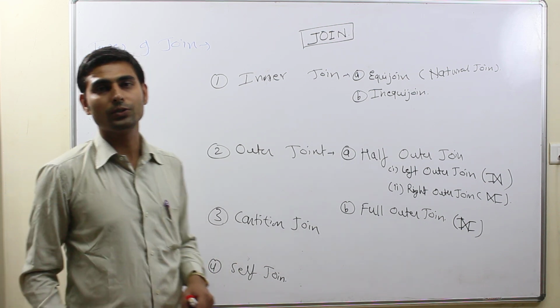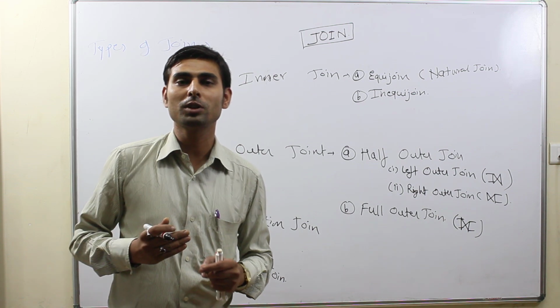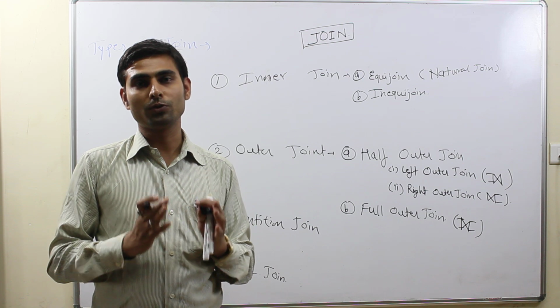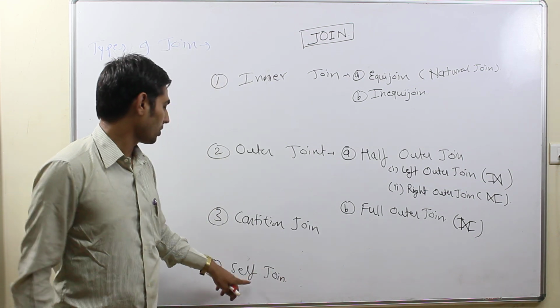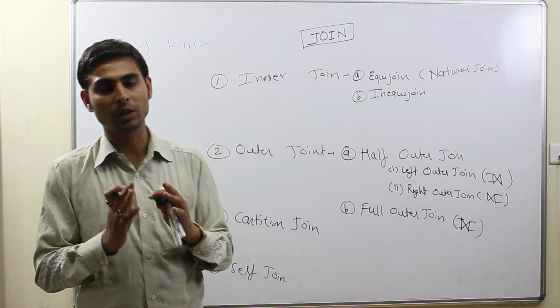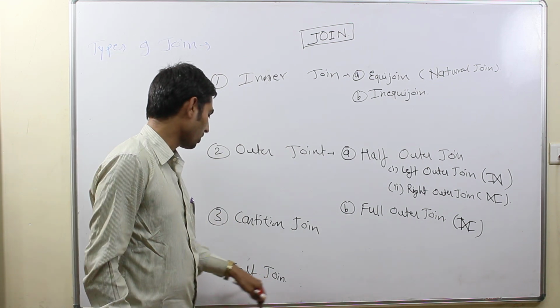Self join: if you want to output the data from the same table using the same table, then it is called self join. We are getting the output from only one table. We make two aliases of the same table and match data from both aliases, that is called self join.